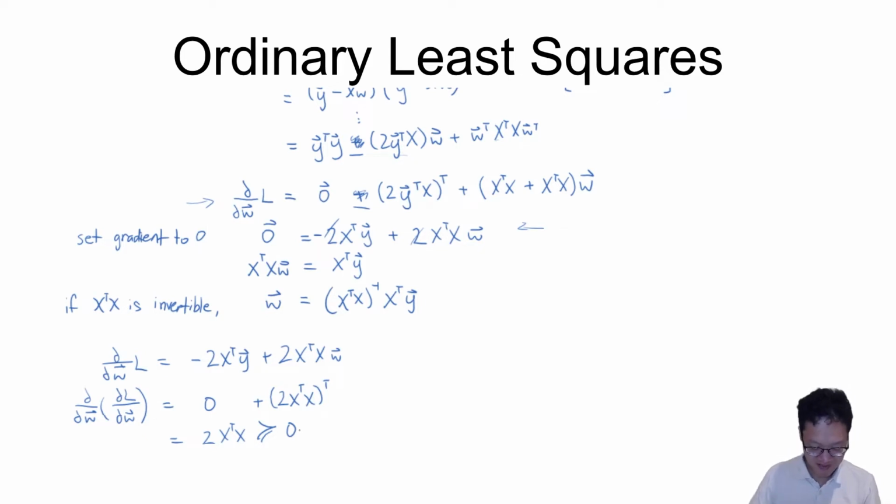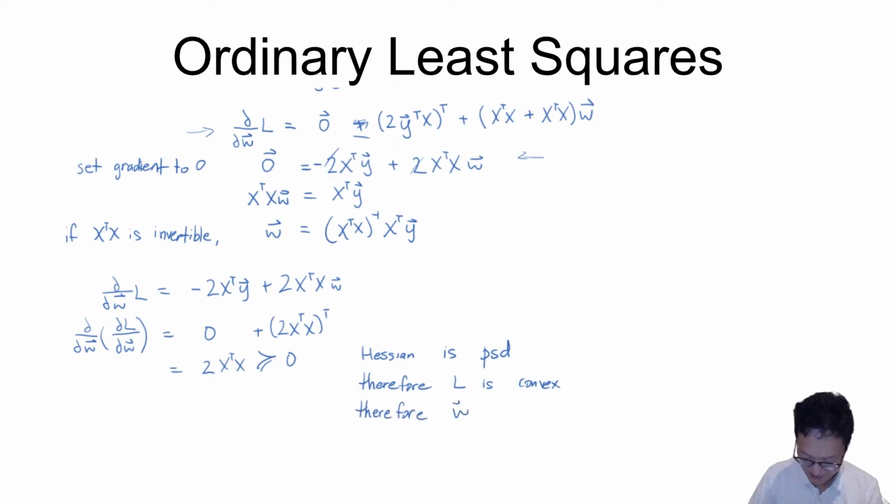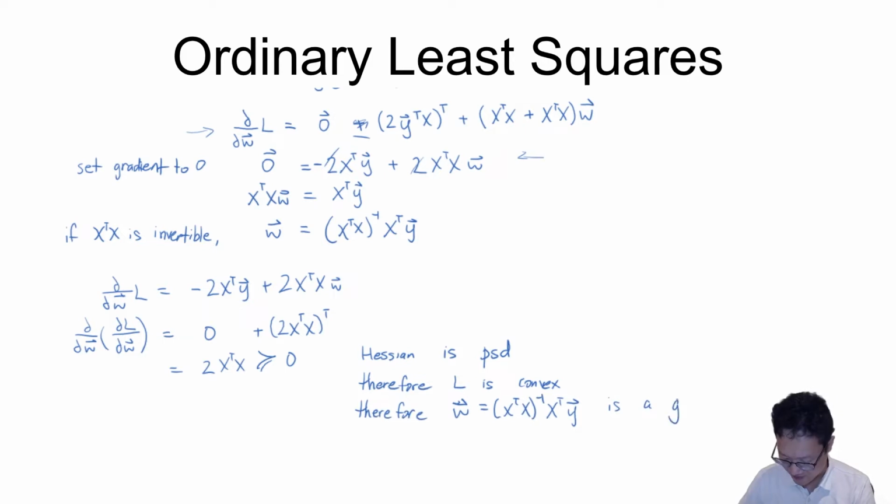So that means the Hessian is positive semi-definite. Therefore, L is convex. And therefore, this W that we got before, X transpose X inverse, X transpose Y, is a global minimum. So this choice of W indeed minimizes the loss function.